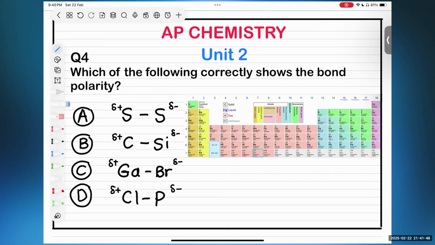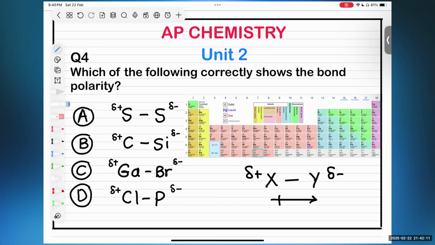In the next question, which of the following correctly shows the bond polarity? Bond polarity happens when there is a difference in electronegativity between two elements. One of them has more electronegativity than the other, so it will attract the electron to itself more, and it will have a partial negative, while the one that attracts the electrons less has a partial positive. So let's have a look.